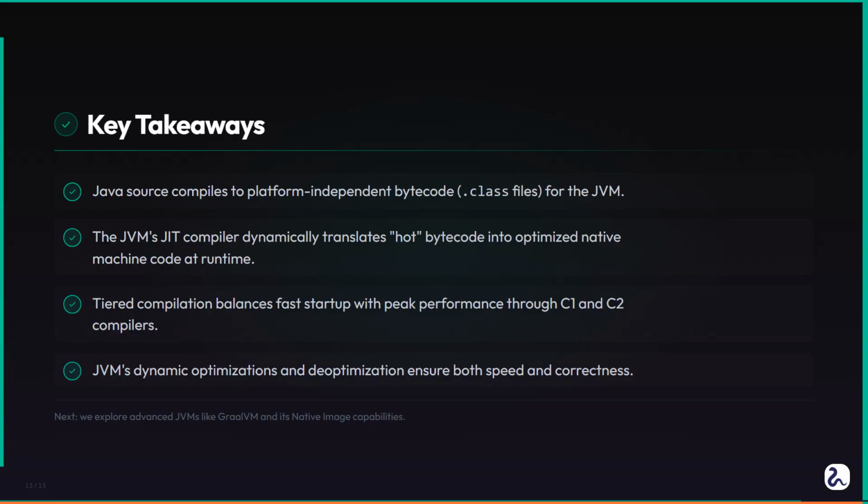Today, you have learned 3 critical things about Java's execution model. First, you now understand that Java source code compiles into platform-independent bytecode, packaged in .class files, which are then executed by the JVM. Second, you have seen how the HotSpot JVM uses sophisticated JIT compilation, including tiered compilation and deoptimization, to dynamically translate bytecode into highly optimized native machine code. And third, you can now articulate why Java's static typing and advanced JIT compiler give it a significant performance edge over dynamically typed languages like Python.